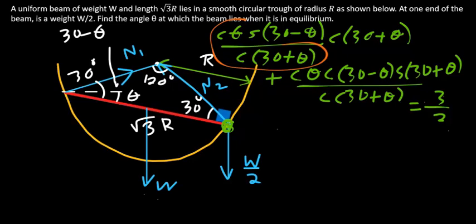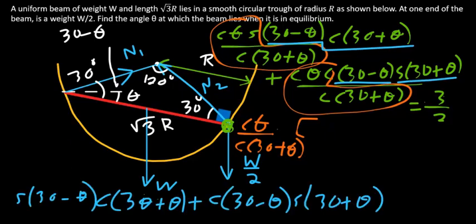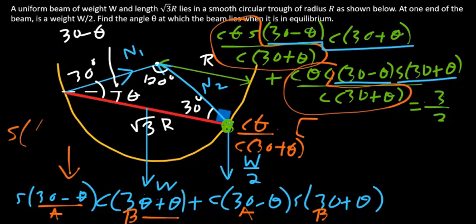Now let's factor out the common terms from the sum, and that's going to give you cosine theta over cosine 30 plus theta times the leftover terms. The leftover terms would be sine 30 minus theta times cosine 30 plus theta plus cosine 30 minus theta times sine 30 plus theta. I have rewritten it here. It's like sine A cosine B plus cosine A sine B. So that is just sine A plus B. So A is this, B is that. When you sum them up, you get sine 60, which is square root 3 over 2.